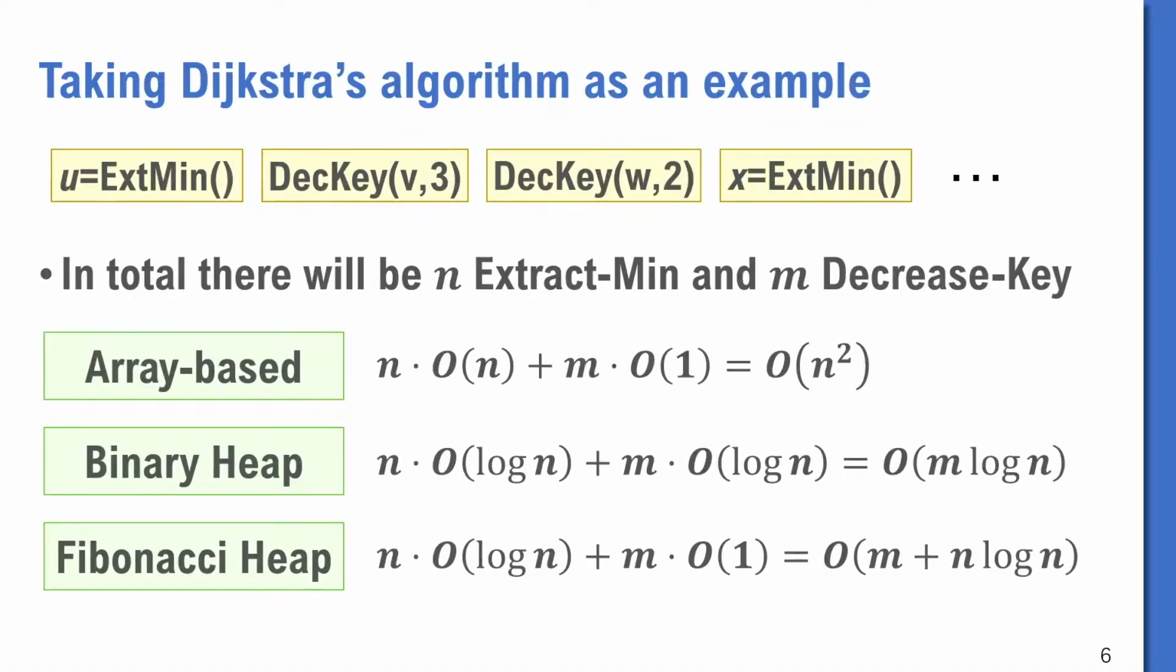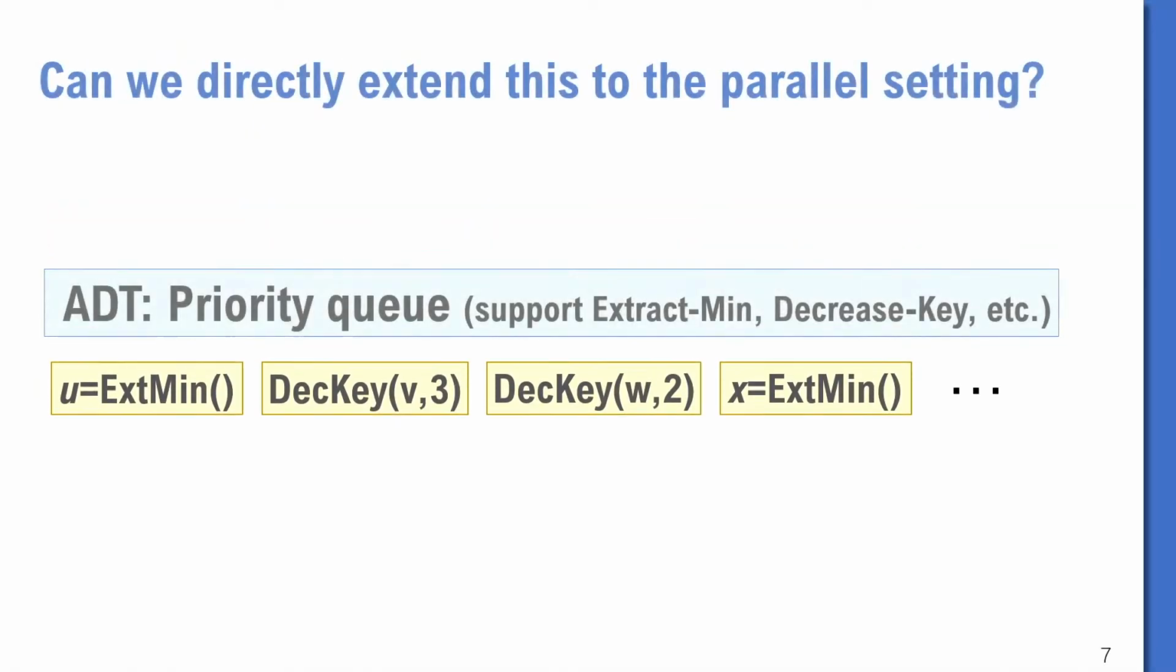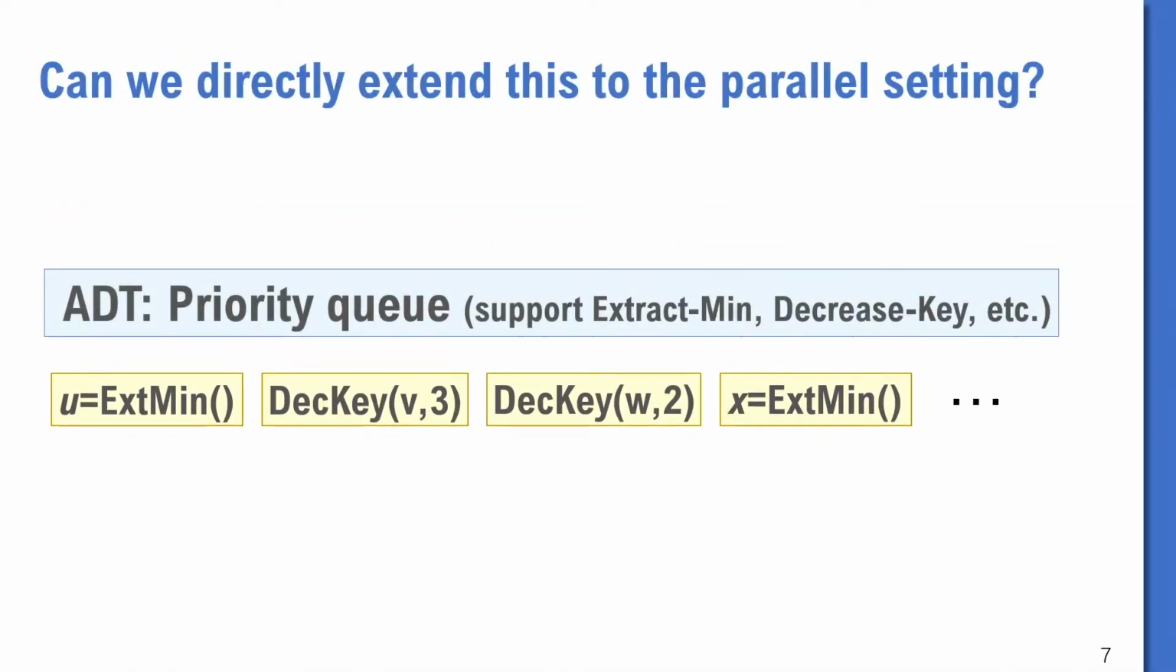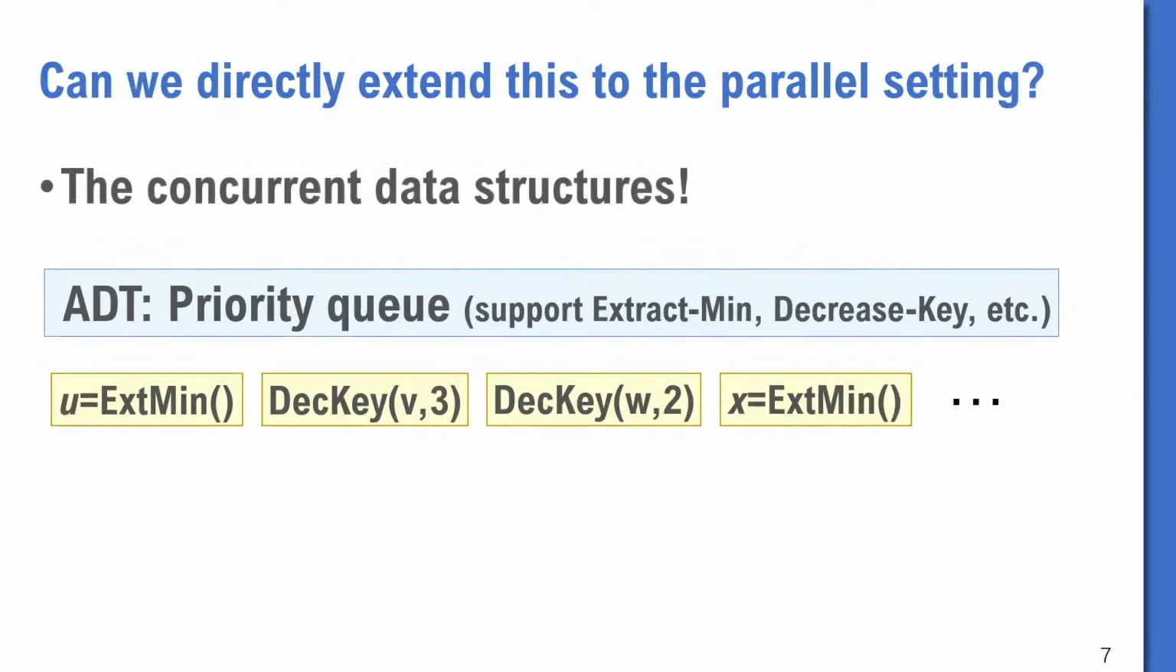Of course, we're in a parallel world. When we have multi-cores, GPUs, CPUs, what can we do? What should it be in the parallel setting? The easiest way is we still have these operations, and we let them happen all together. That is the classic concurrent setting.